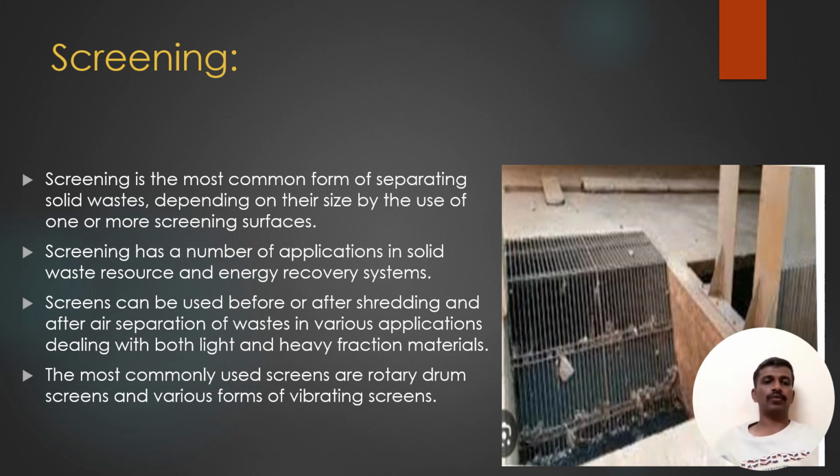Screening. Screening is the most common method of separating solid waste depending on size by using one or more screening surfaces. Screening has a number of applications in solid waste resource and energy recovery systems. Screens can be used before or after shredding and after air separation of waste in various applications dealing with both light and heavy fraction materials. The most commonly used screens are rotary drum screens and various forms of vibrating screens.